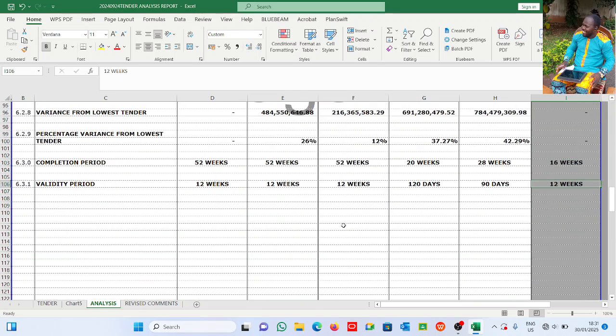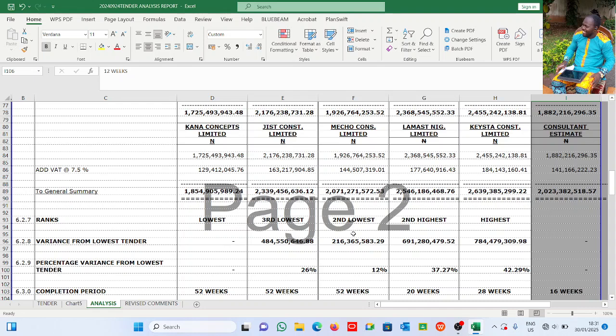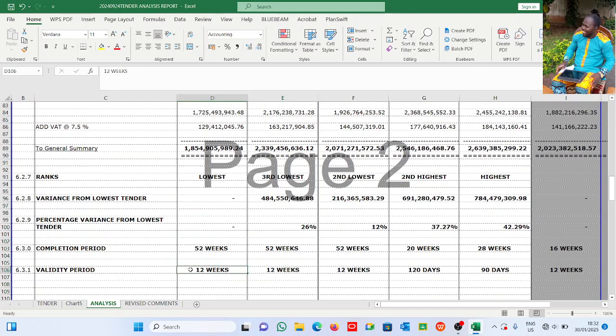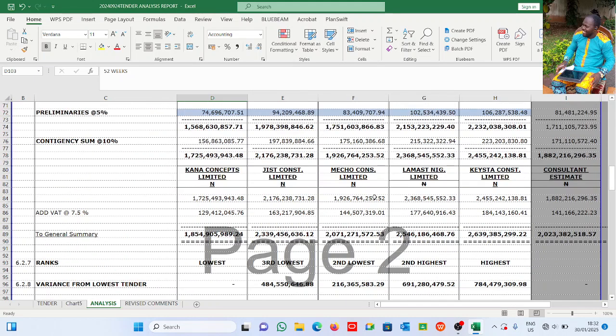All right, so this is basically how you compare analysis and how you rank them, how you find the variance from the lowest, the percentage variance. And this completion period is from the various contractors, right? They submit, and also this is from the various contractors. They have to qualify their tender, they have to submit their validity periods. All right, so this is basically how we compare tenders.